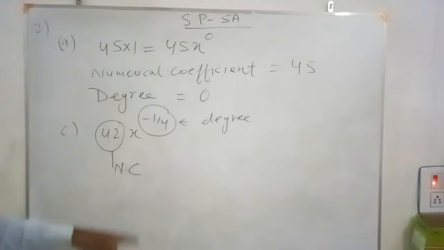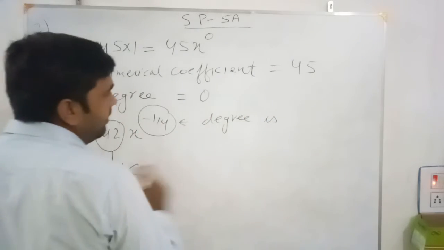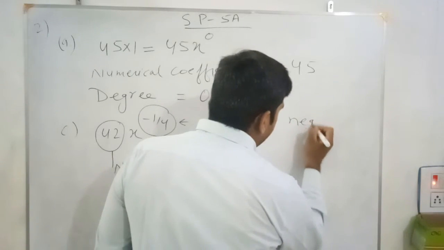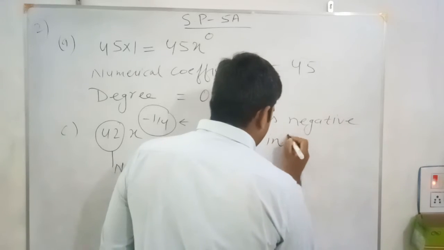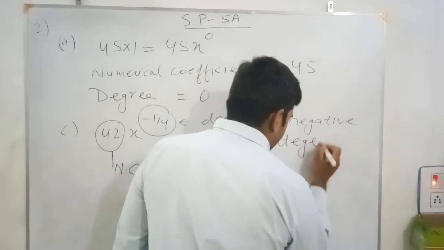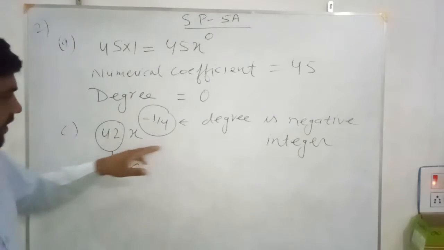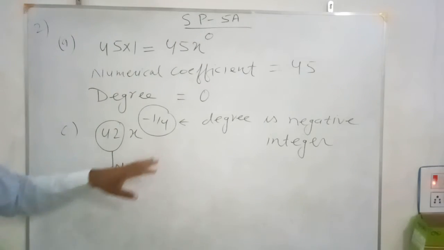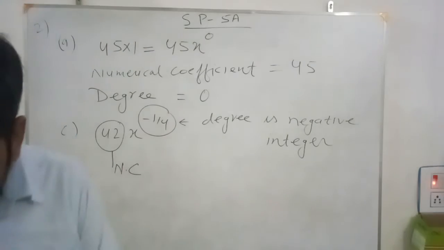Since the degree is a negative integer, it is not a monomial. If it is not a monomial, we don't need to find its numerical coefficient and degree. So we are not going to find the numerical coefficient and degree.